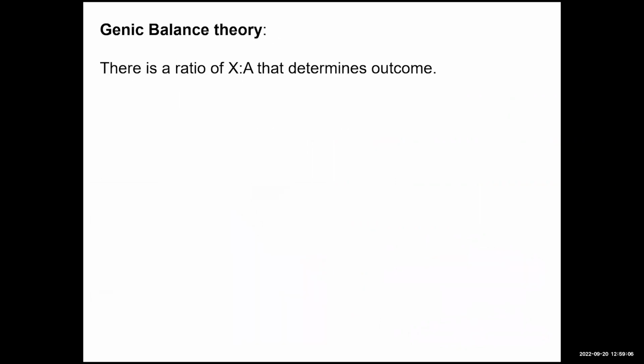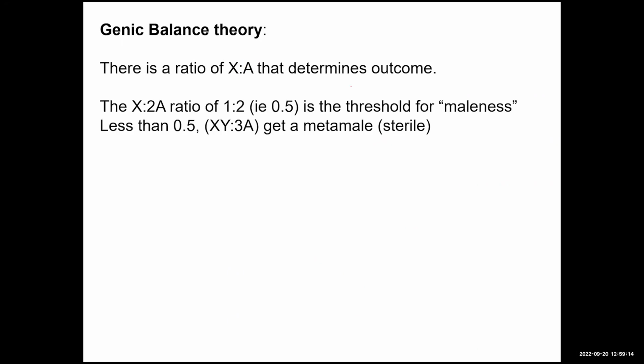The ratio is X to A, where X is the sex chromosomes and A is the autosomes. When the ratio is 1 to 2, i.e. XY to a normal diploid, this results in 0.5 being the ratio, and that's the threshold to be male. This means that XO individuals are still 0.5, so they'll develop as normal males. Anything that's less than 0.5 results in a strange intersex metamale that's sterile.